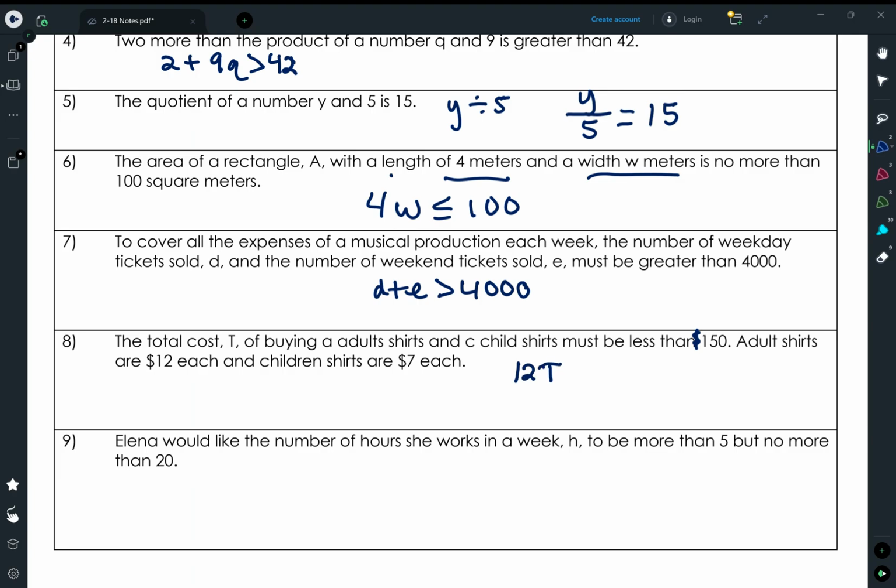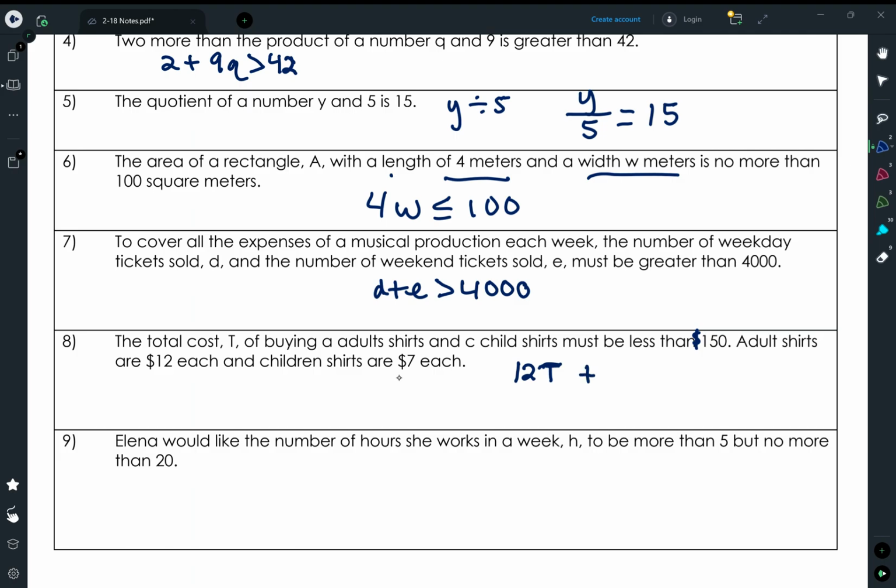If I bought 2 shirts, I would do 12 times 2. If I bought 3 shirts, I'd do 12 times 3. So it's $12 per shirt. So the "per" for me means I have to multiply. And then I'm adding these all together because I'm paying for all of them.